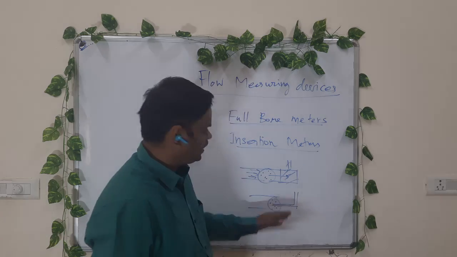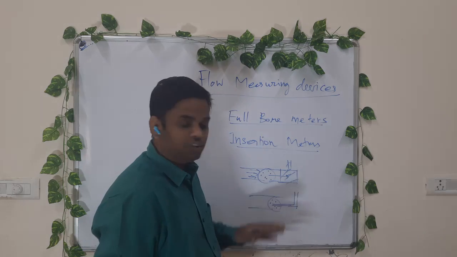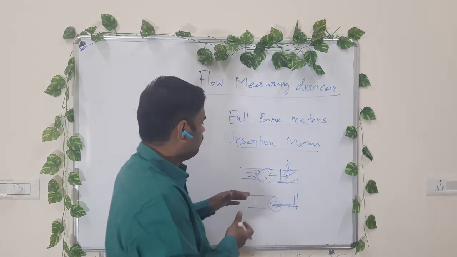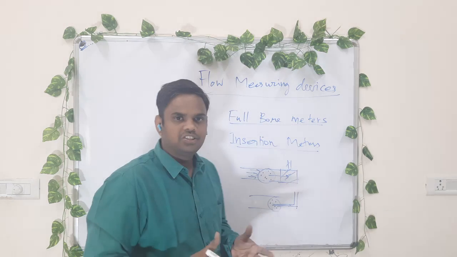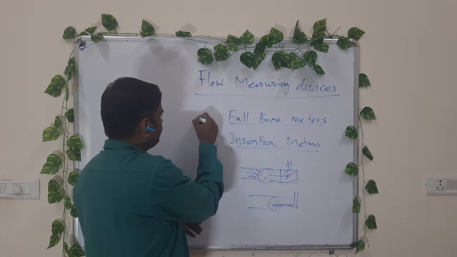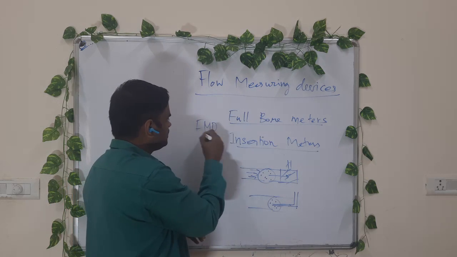For example, piezometers and pitot tubes are there. Such devices don't act on the complete fluid, so they are called insertion meters. So this is one type of classification for FMD, that is, flow measuring devices.